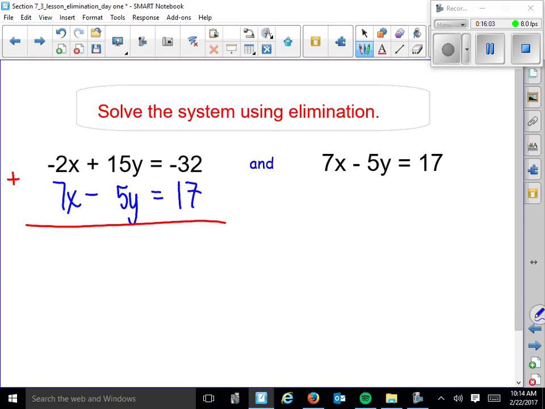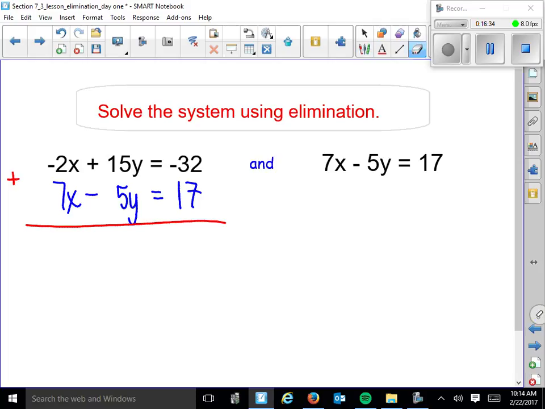All right, so let's take a look at what we can do. As I look at negative 2x and positive 7x, I need to think about what I would have to multiply 2 by and 7 by so that they would have opposite coefficients. I'm thinking I'd have to multiply the top equation by 7 and the second equation by 2. Okay, that's one option.